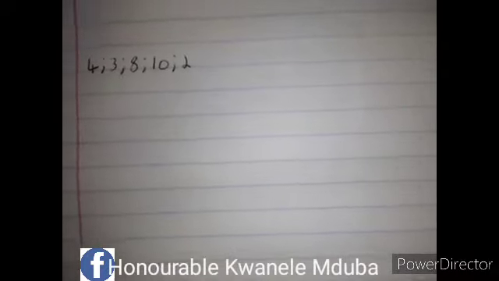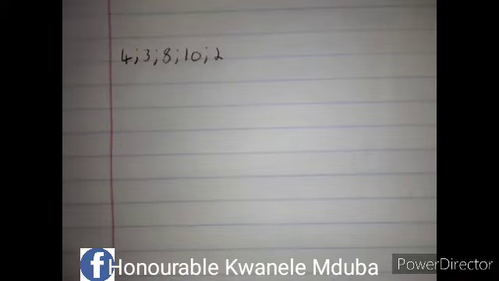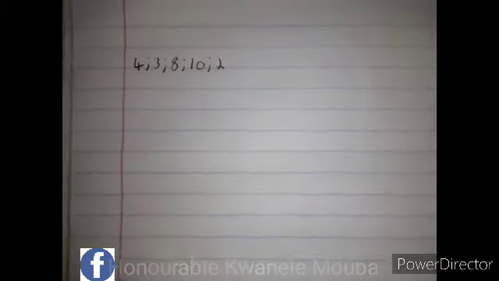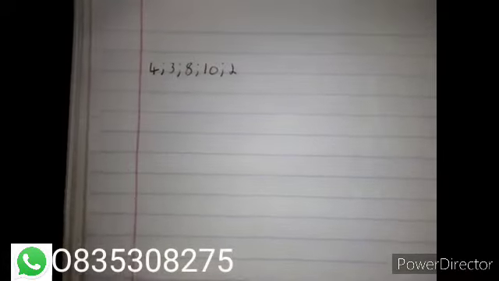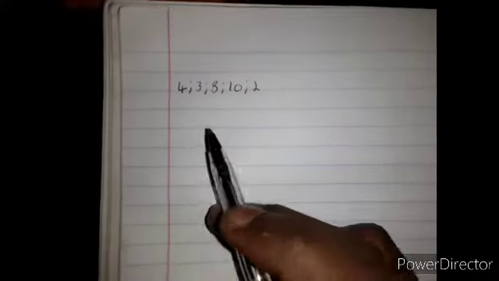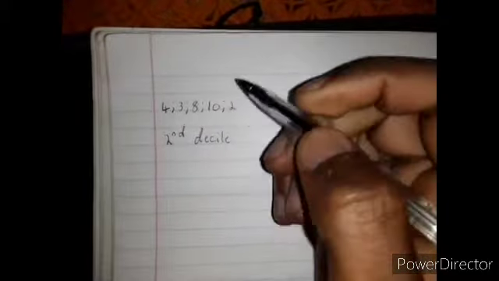In this video, I'm going to show you how to calculate the deciles and the percentiles for the ungrouped data. I'm going to use these observations. Now, I'm going to start with the deciles. I'm going to calculate the second decile, or decile 2.